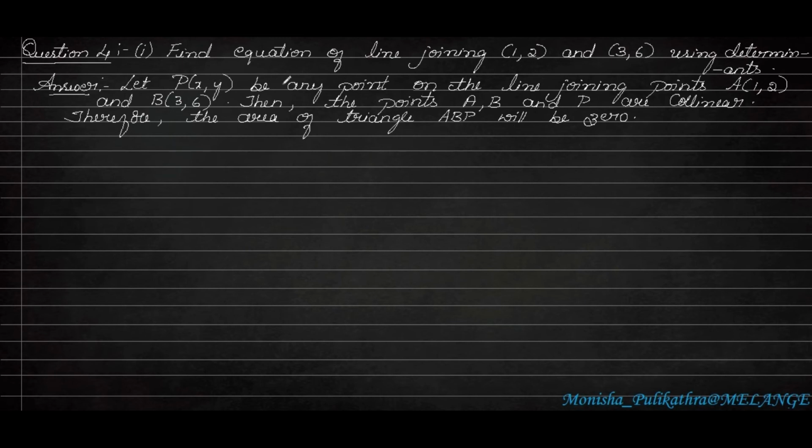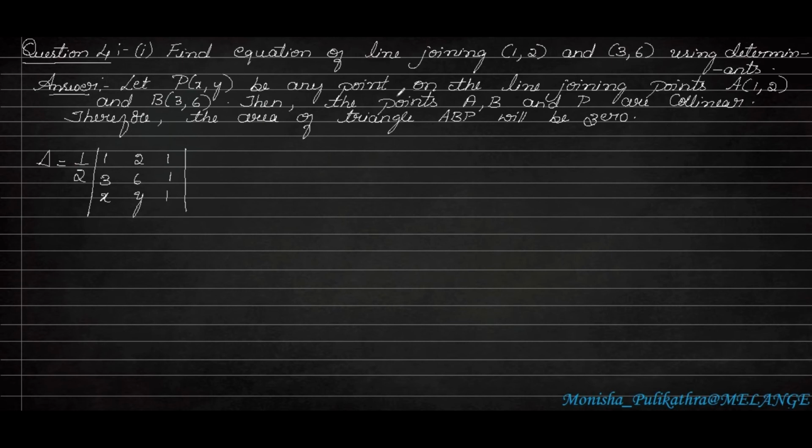Okay, so let P(x, y) be any point on the line joining 2 points, that is A(1, 2) and B(3, 6). Then the points A, B and P are collinear. Therefore, the area of triangle ABP will be 0. So we already know that if the vertices are collinear, then the area of the triangle will become 0, right? So delta is equal to half. Here only the first 2 points have been given, that is 1, 2 and 3, 6. If the last point is not given, we can include a variable for that. And the last column, as usual, 1 we have to put.